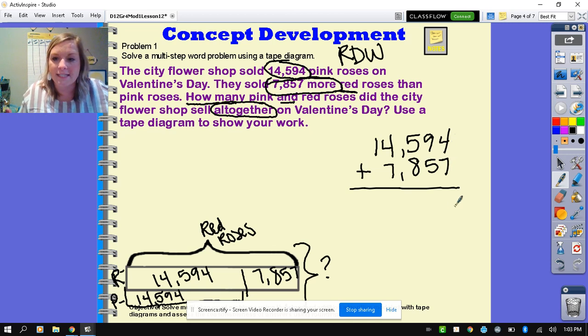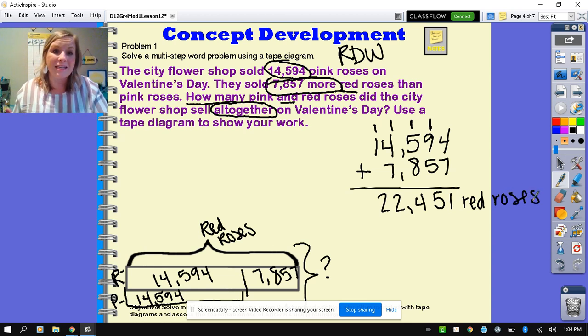So I'm going to go ahead and start adding up my numbers from the ones column first. So 7 plus 4 is 11. So I'm going to drop my 1 and cash in my 1 on the other side. 9 plus 1 is 10, plus my 5 is 15, meaning I'm going to leave my 5 and I'm going to carry my 1. 5 plus 1 is 6. 8 plus 6, 14. 8, 9, 10, 11, 12, 13, 14. Okay. And 4 plus 1 is 5. 5 plus 7 is 12. I'm going to leave my 2, carry my 1, and my 1 plus 1 is 2. So I have 22,451. That was my first step. I'm going to label it. These are just my red roses.